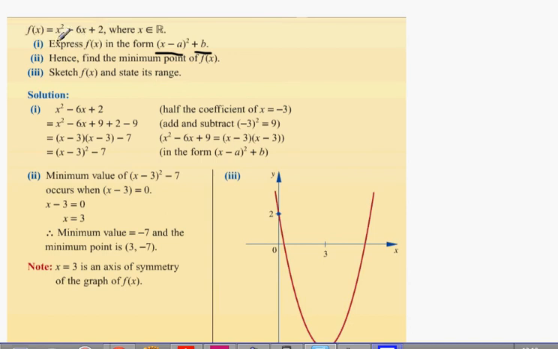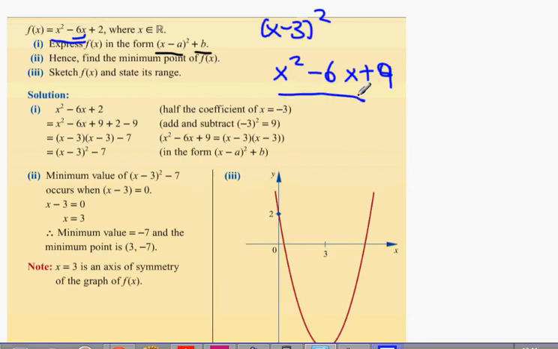Now, to express in this form, what I'll always do is I'll always look at the middle value. I'm always looking at the value that comes in front of the x. If it's a negative value, it's always going to be a negative value in the bracket. So I do it this way: I half this value here. I get x minus 3 squared. X minus 3 squared is x squared minus 6x plus 9.